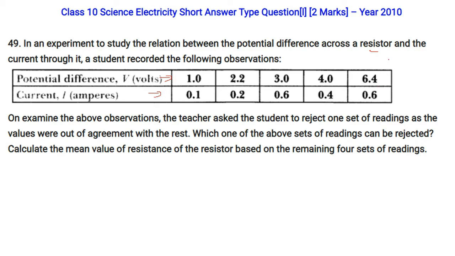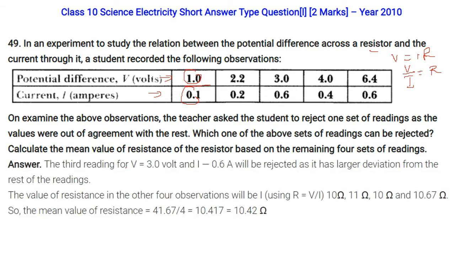See, V is equal to IR, this is Ohm's law. So V by I has to be always some constant, which is R. So what we will do here is divide V by I everywhere, and the reading that does not come equivalent to the others, we are going to reject. So the third reading, which is 3 by 0.6, where this is V and this is I, can be rejected as it has larger deviation from the rest of the readings. If you see the others, that is 1 by 0.1, 2.2 by 0.2, and then 3 by 0.6, the deviation is quite high.